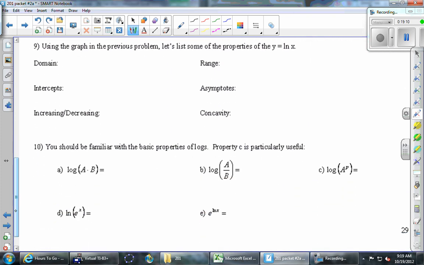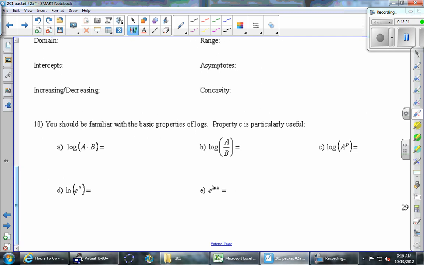We're going to skip over 9. I'd ask you to fill in some of these properties later, but we did talk a bit about some of the things that we just noticed about that graph. We're going to fill in some of the properties here in number 10.